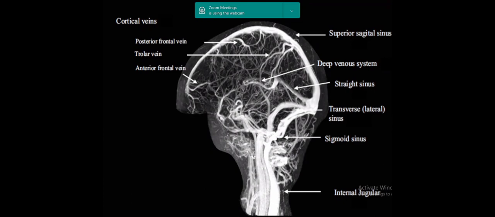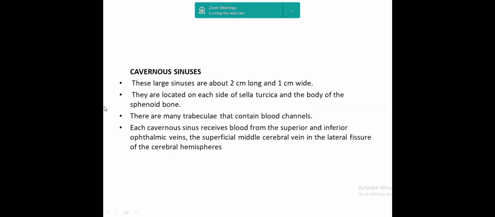Next comes the cavernous sinus. There are mainly two large sinuses, about 2 centimeters long and 1 centimeter wide. They are mainly located on each side of the sella turcica and body of the sphenoid bone. Many trabeculae are present in these sinuses, and they contain the blood channels. Each cavernous sinus receives blood from the superior and inferior ophthalmic veins, and the superficial middle cerebral vein from the lateral fissure of the brain.